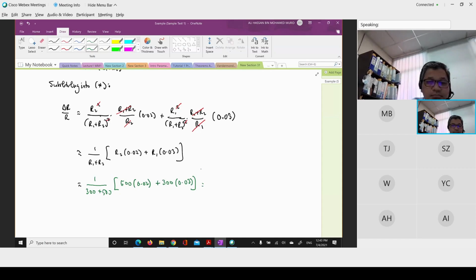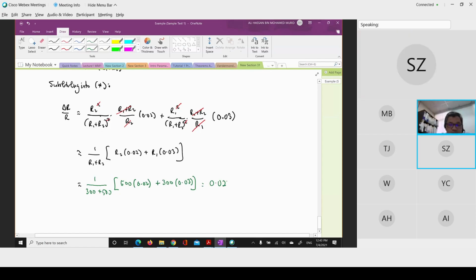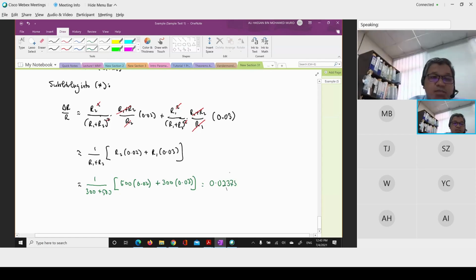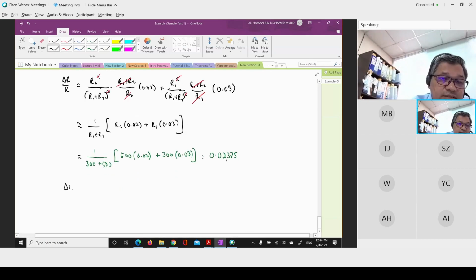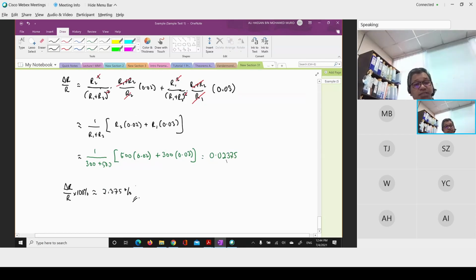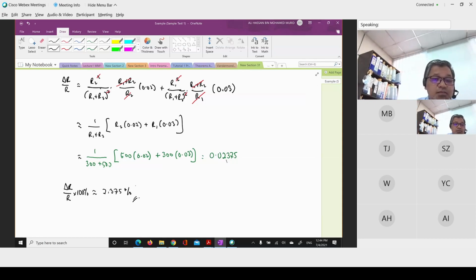0.024. 1980, 800. Or 2375, is it, to be more precise? 2375. Okay. So what is the percentage error? For the percentage error, you need to multiply both sides by 100. So that gives 2.375%. Okay, that is the answer. The percentage error for R is 2.375%.